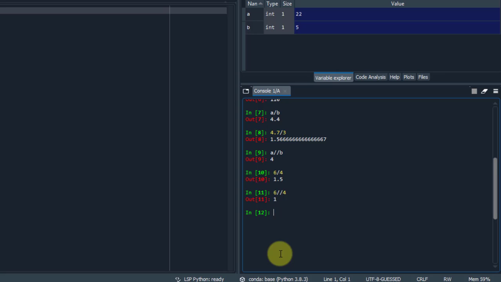Alright, so let's try some negative values. For instance, minus 6 over 4. This gives us minus 1.5. Now I want you to guess what we're going to get if we try minus 6 divided by the floor division by 4. I'm going to give you a second here to guess. Remember, it's going to give us the lowest nearest integer value.